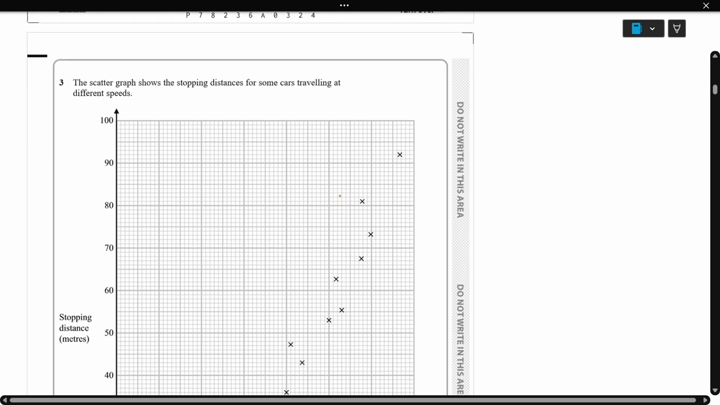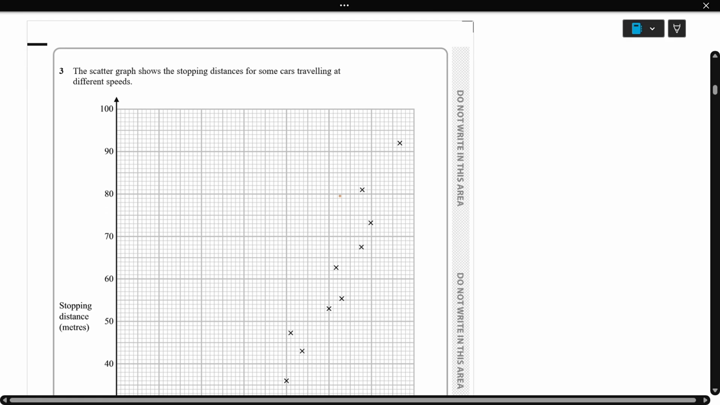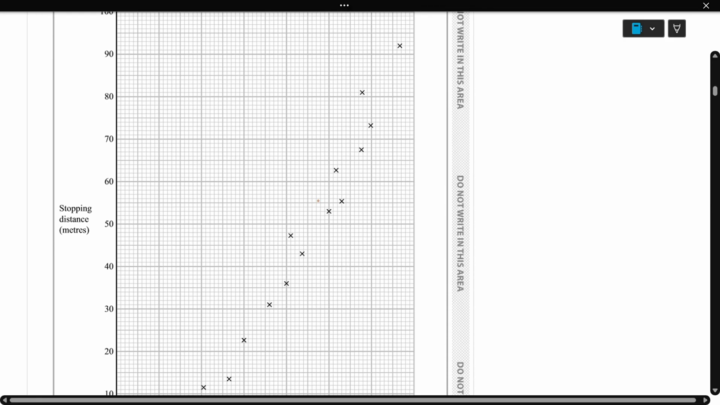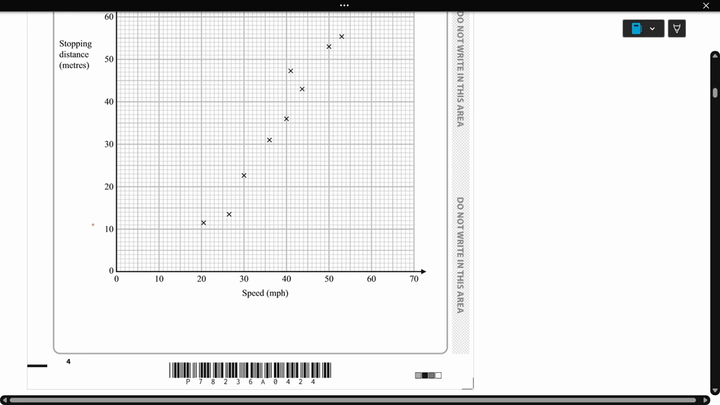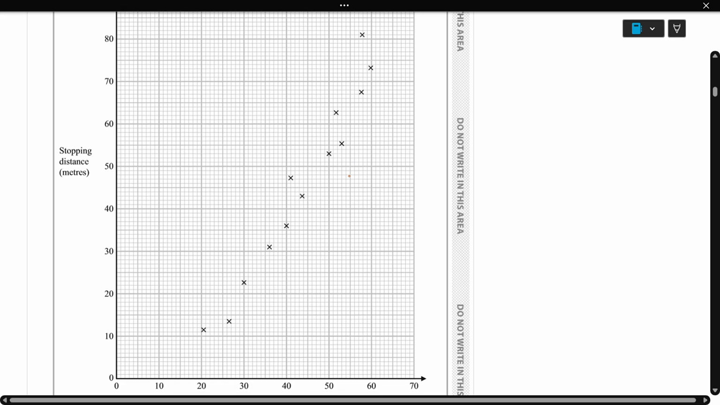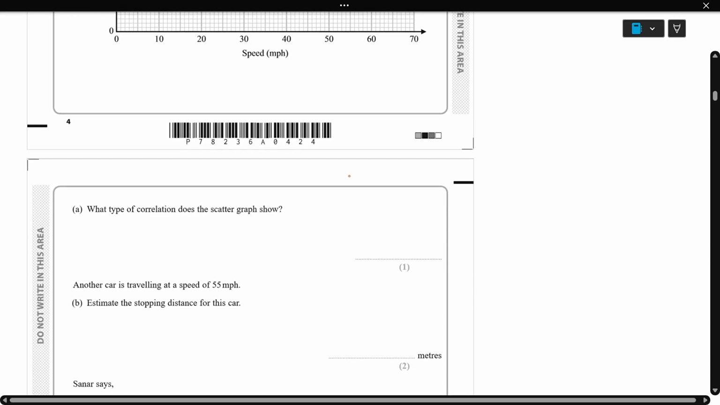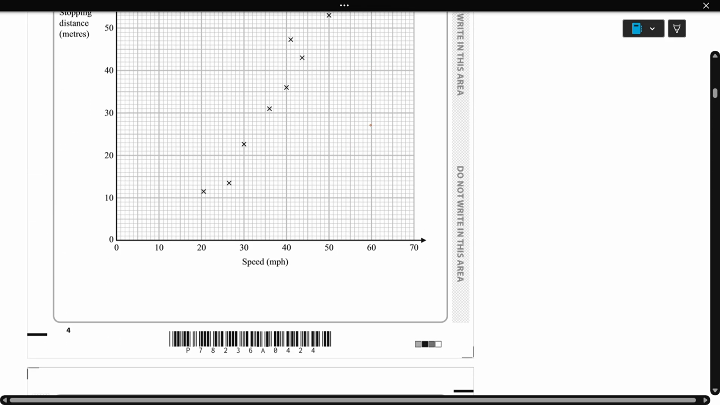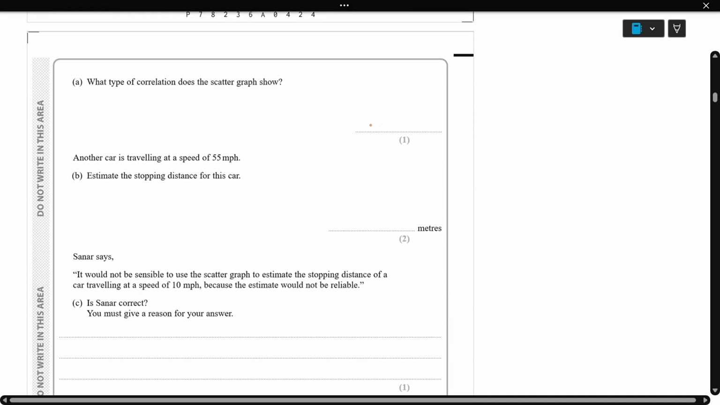Next, the scatter graph shows the stopping distance for some cars traveling at different speeds. The y-axis is stopping distance and the x-axis is speed in miles per hour. The scatter graph is given. First question: what type of correlation does the scatter graph show? Going from down to up, it is positive correlation. So we write the answer as positive.